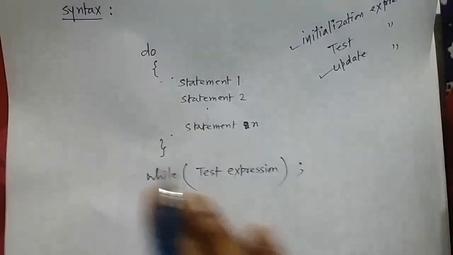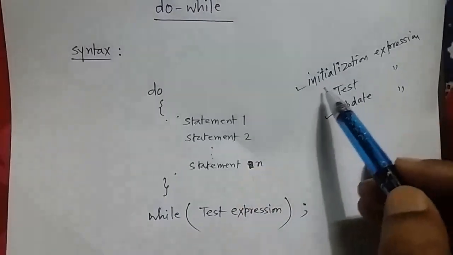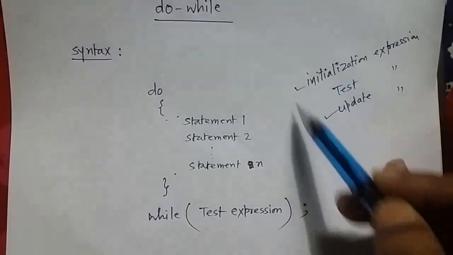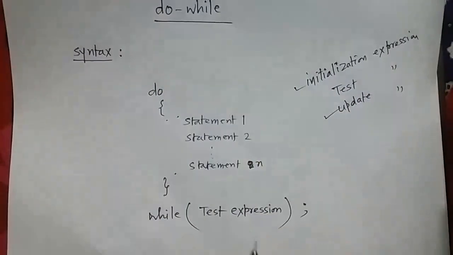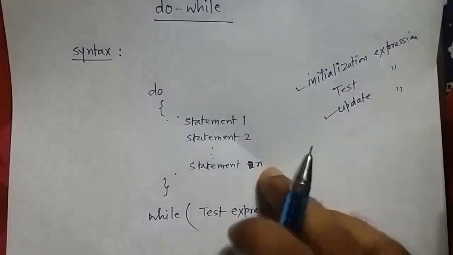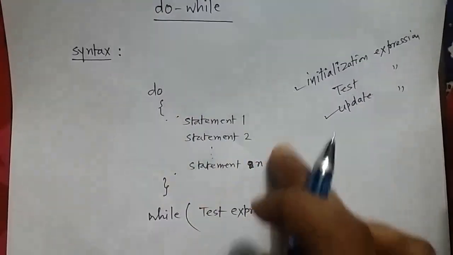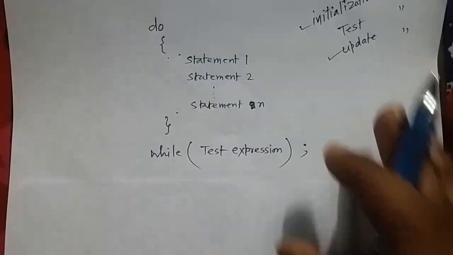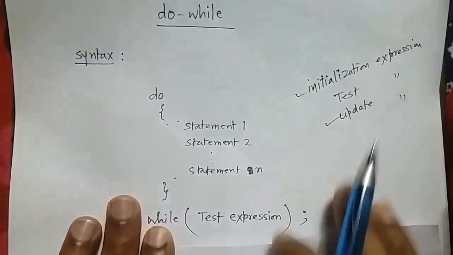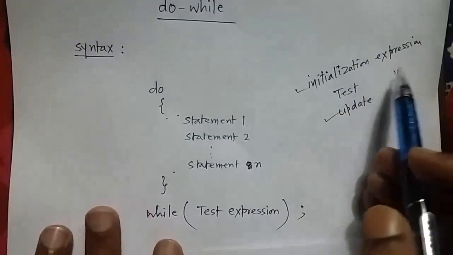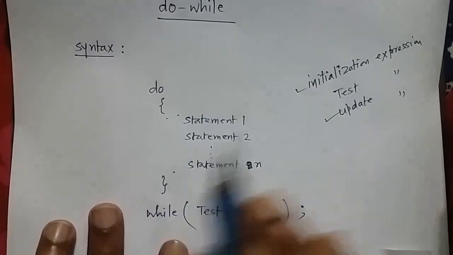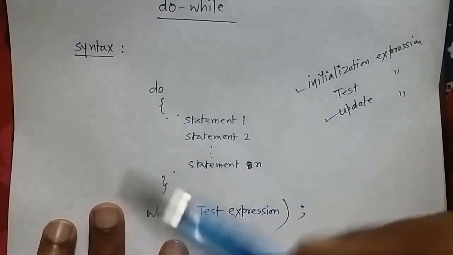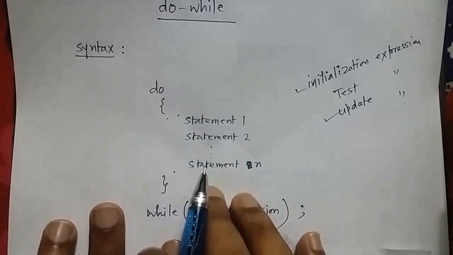So that's why these three elements we can also relate with this do while loop, isn't it? Along with the body of the loop, you can say that this is the body of the loop. So in case of for loop, initialization expression, test expression, update expression, they are written in the same line, and they are placed at the top of the for loop. You already know that.